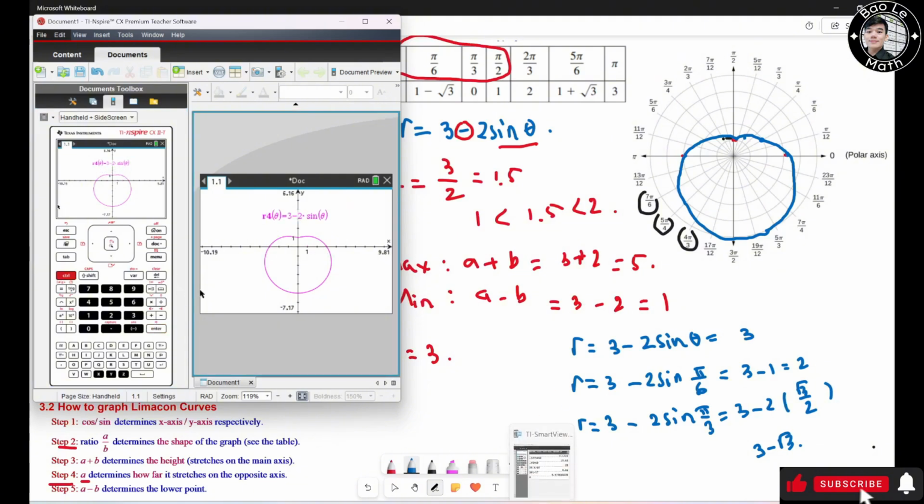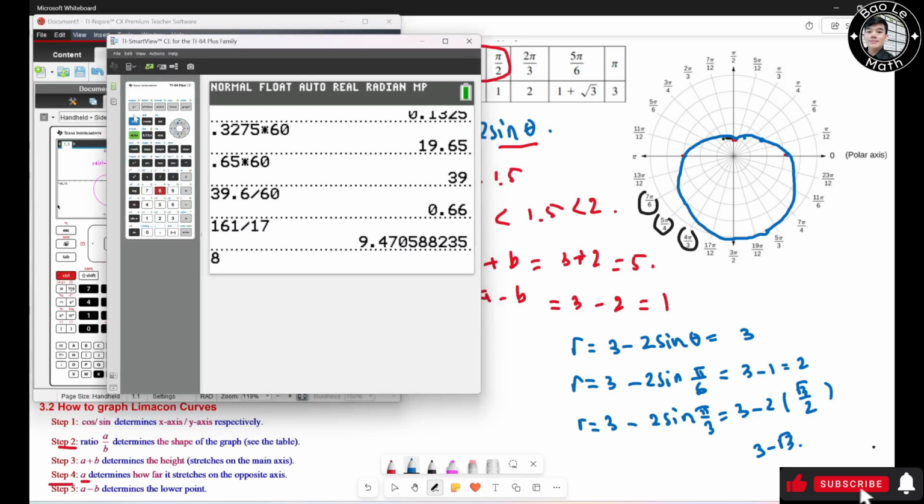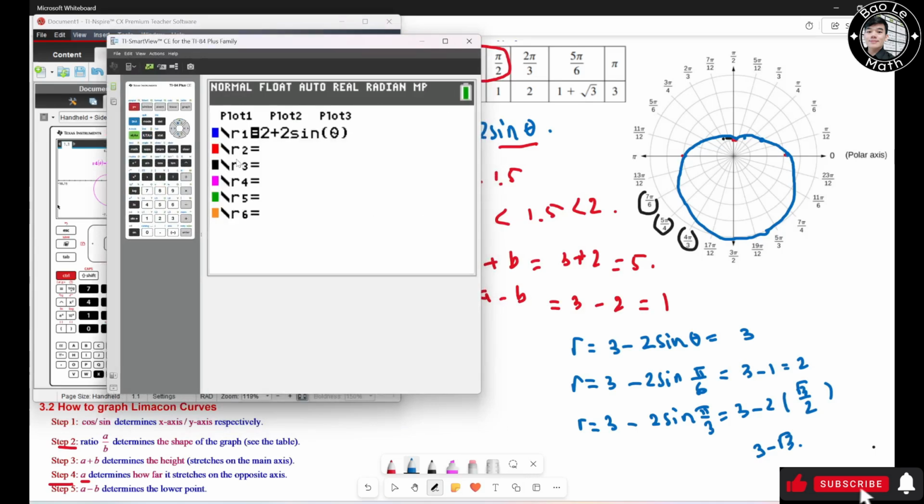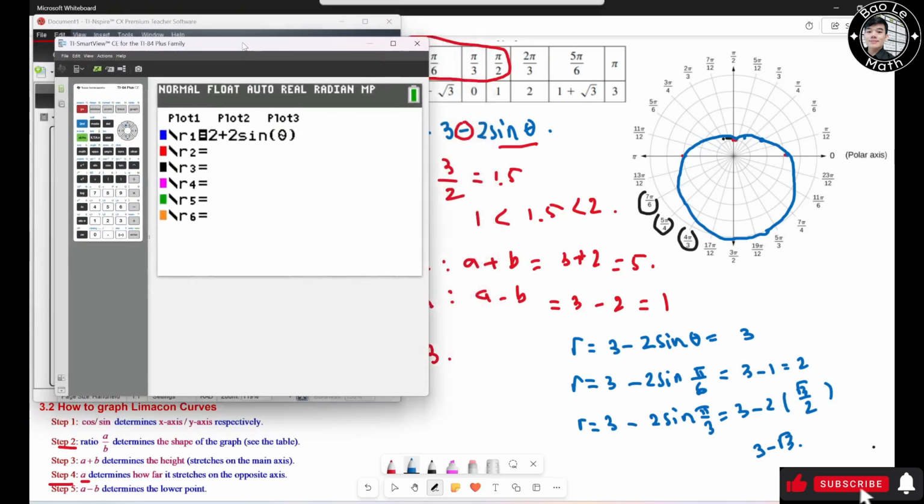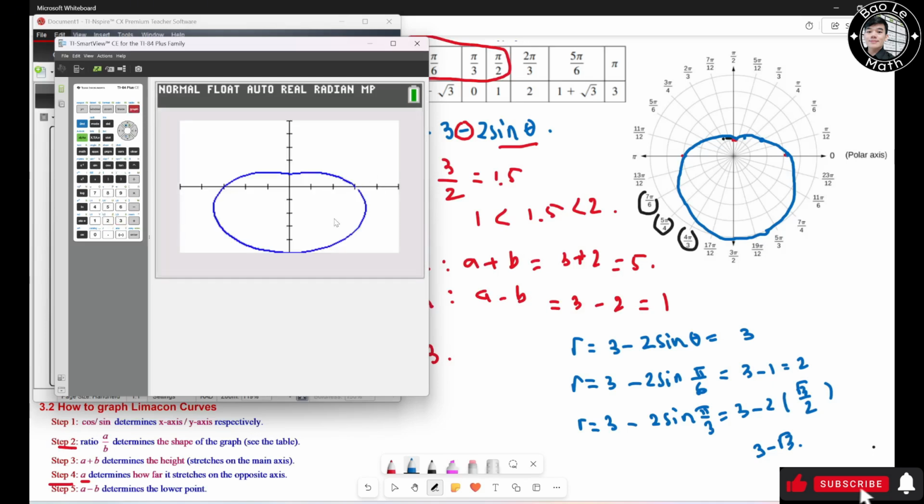Now I'm going to use the TI-84 Plus CE calculator, right? So I hit y equals, just hit 3 minus 2 sine theta, right? So just hit graph, it's going to be like this.